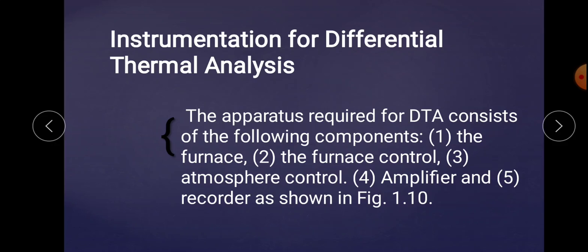In this lecture, we are dealing with the instrumentation for differential thermal analysis. Now, in this instrument, there are basically 5 components required. First one is the furnace, for heating, for the increase in temperature in a continuous, successive and constant manner. Second one is the furnace controller, which maintains the rate of supply of temperature.